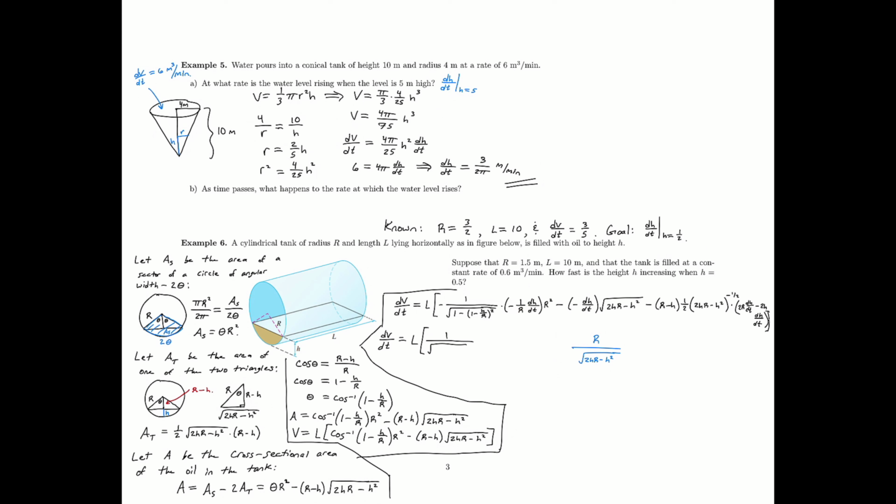1 over the square root of 2hr minus h squared times another r squared, which this r squared, right? Don't forget about that. We can just put that in the top. And then we have dh dt. That's a lot of simplification, but there we go.